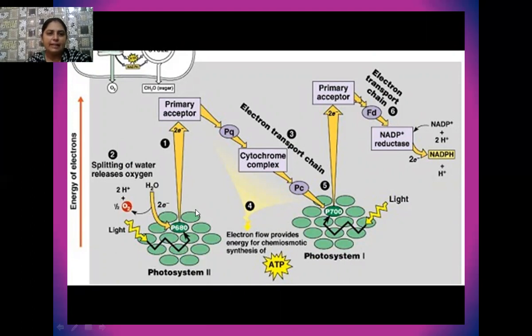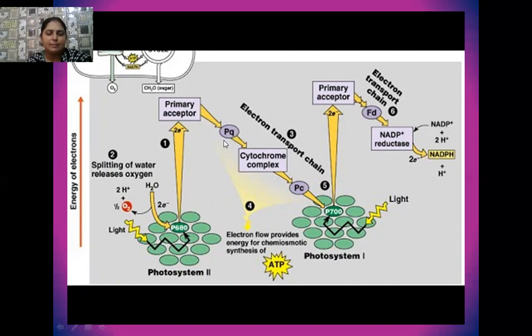So when these electrons receive light, they do uphill movement. They come in contact with primary acceptors. There are different types of primary acceptors present here. First primary acceptor is plastoquinone. So these electrons reach plastoquinone and stay there for some time.